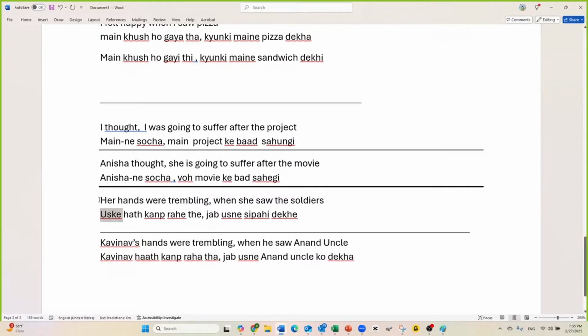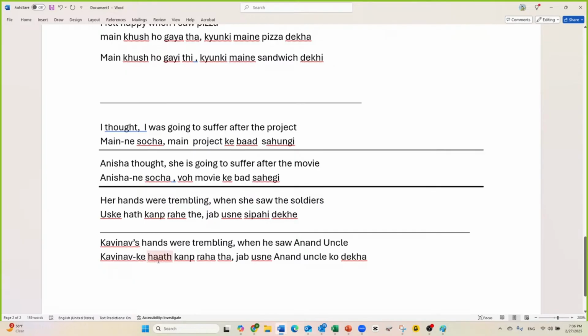Okay, now let's go to here. What we had uske, which was her. Now here, whose hands? Kavinav, but we have Kavinav's. So what is apostrophe s? Ke. So we have to say Kavinav ke. Got it? Kavinav के हाथ कांप रहा था. Now what happened here? As soon as you add this little word ke, ne, se, the verb stops following the person. Anytime you add ne, ke, se after a person's name or after a pronoun like her, his, it stops following the person. It starts following the object. What is the object? Hands.